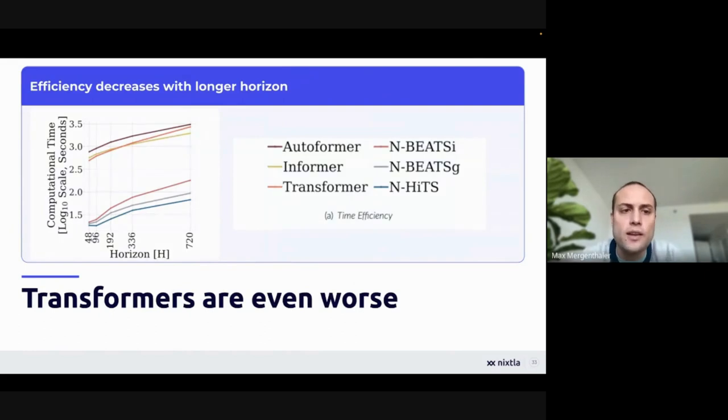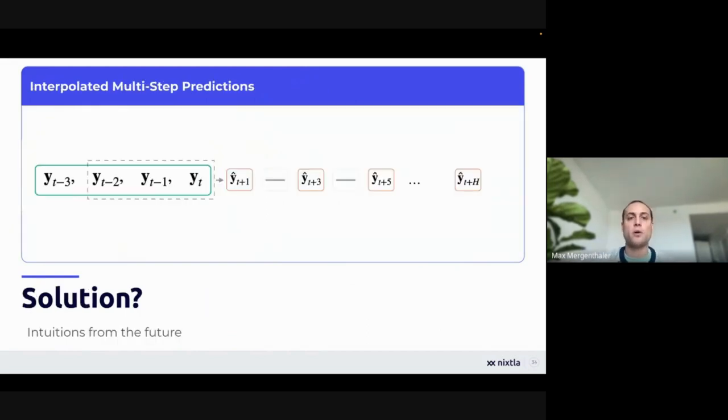This is also the case for other families of classical deep learning models, like the Autoformer, the Informer, and the Transformers, which are even more expensive in terms of computational time, and also a lot more expensive in terms of the size of the models.